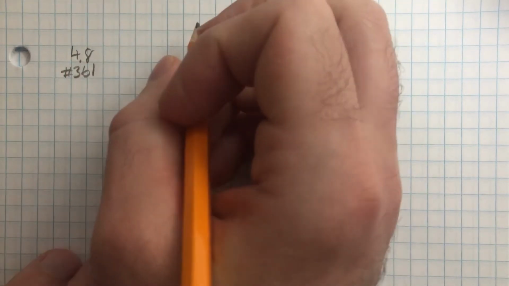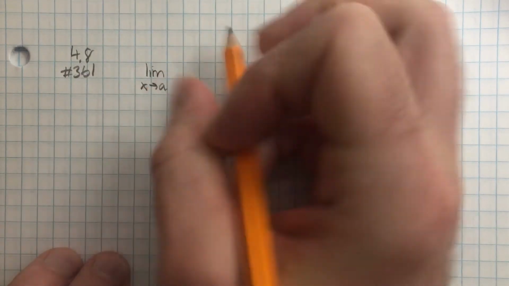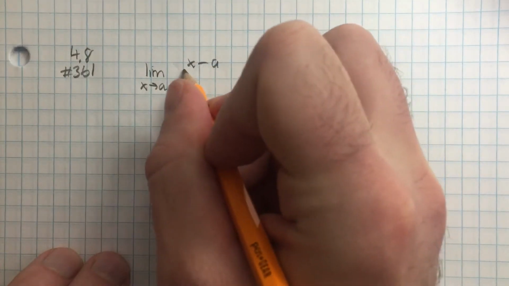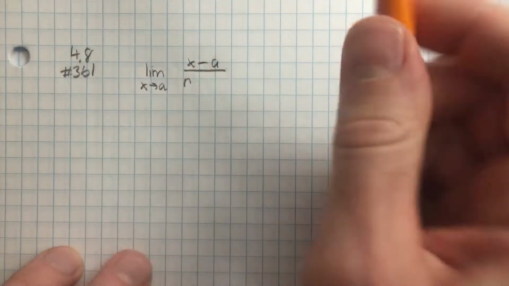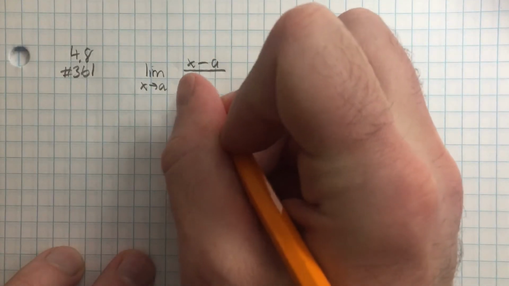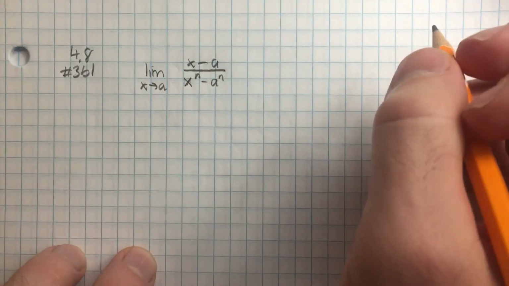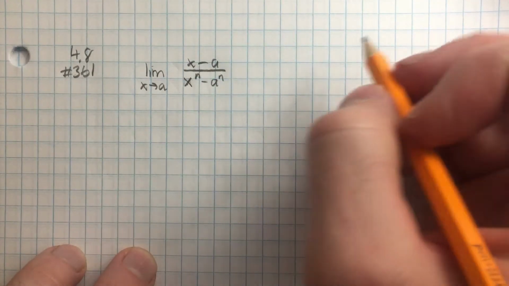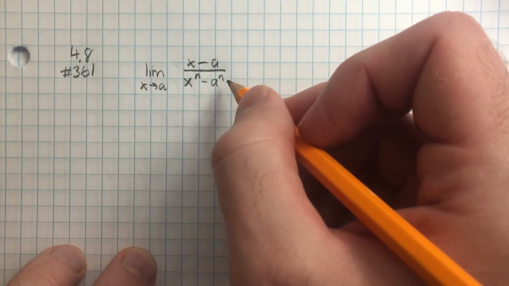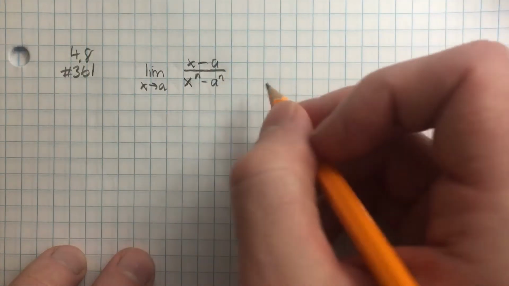4.8, number 361. We have the limit as x approaches a of x minus a over x to the n minus a to the n. All right, there's two ways to approach this problem. One is L'Hopital's rule, which is what this section is all about, so it makes sense to do that here, and I'll show that in one moment.